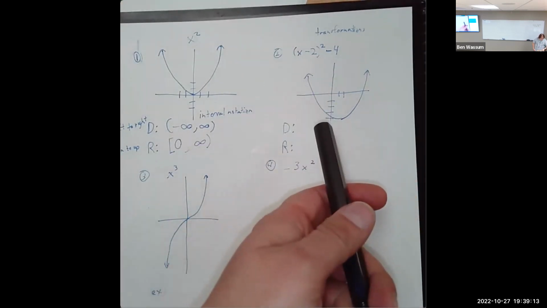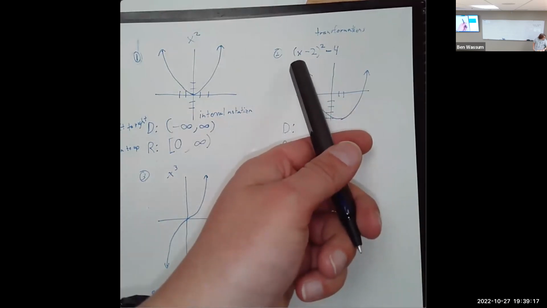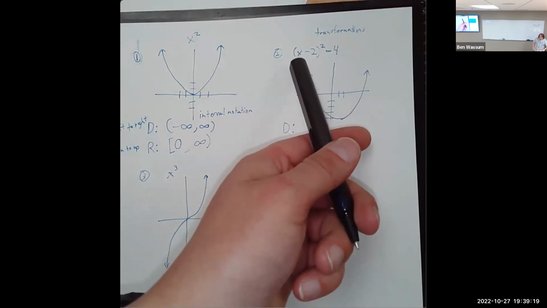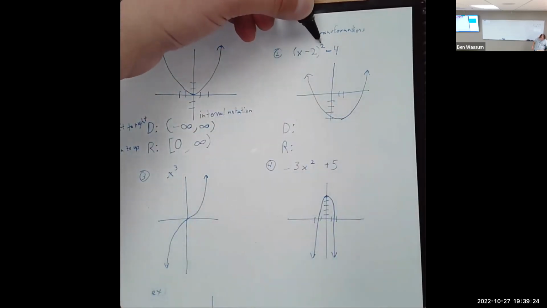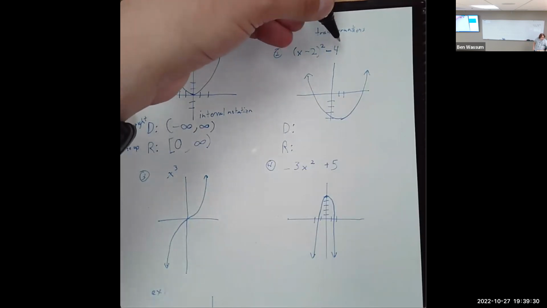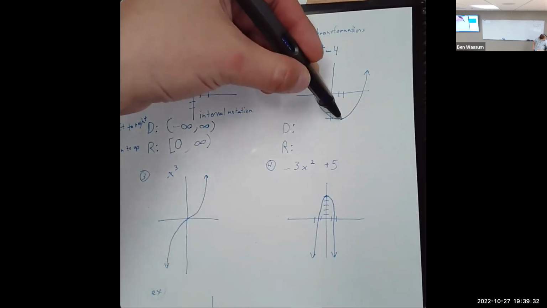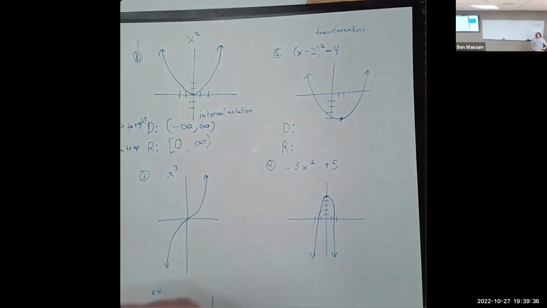So domain, well, it's the same shape, and the same shape in a different spot. There's nothing I can plug in here that's going to break this equation, right? Like even if I plugged in a 2, I would get 0 squared, okay, that's 0 minus 4. All right, cool. That's actually this point right here, which is called the vertex.